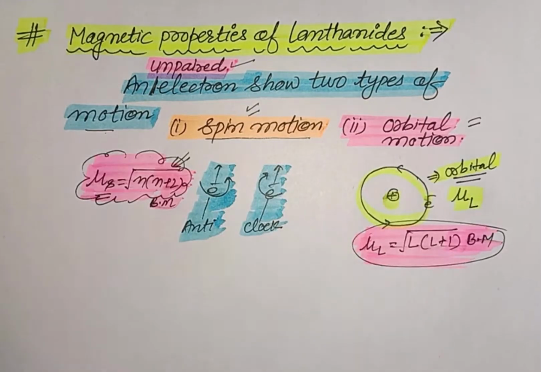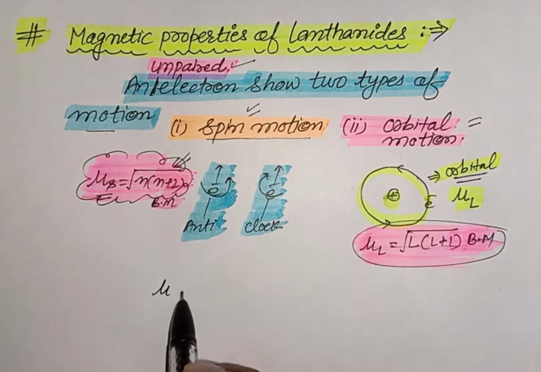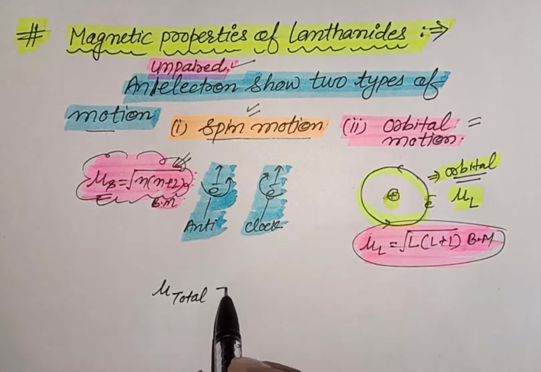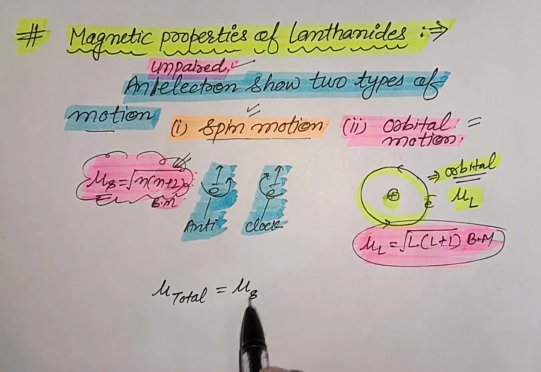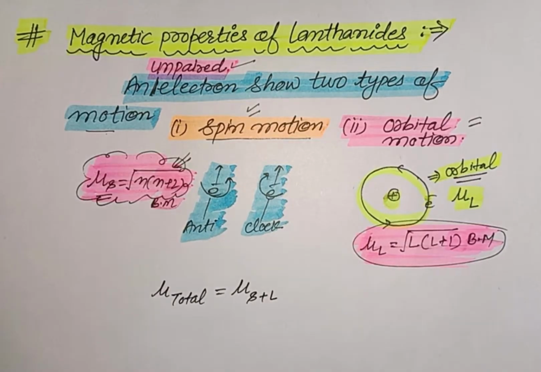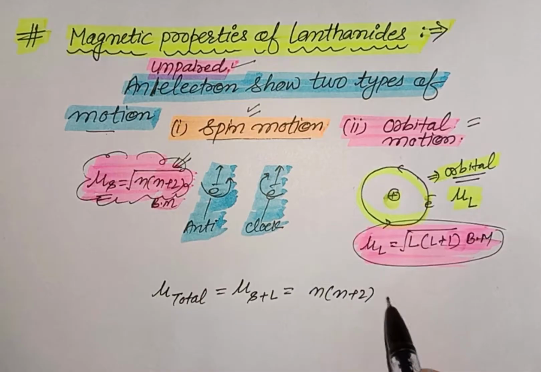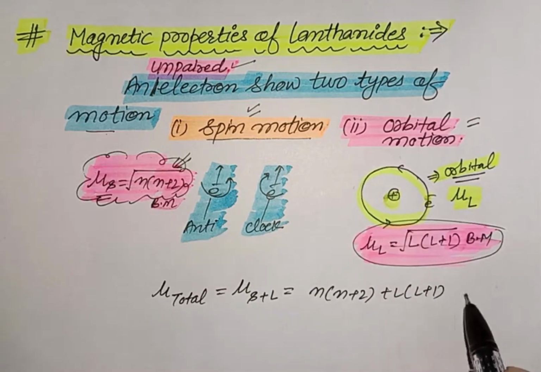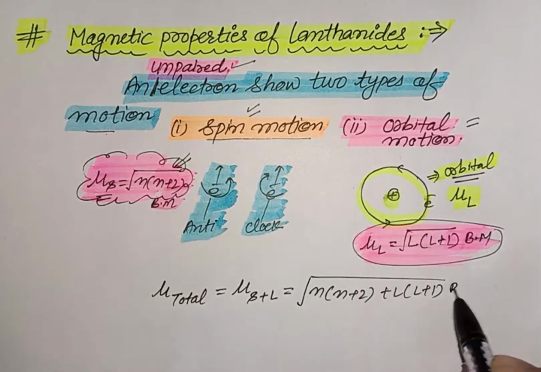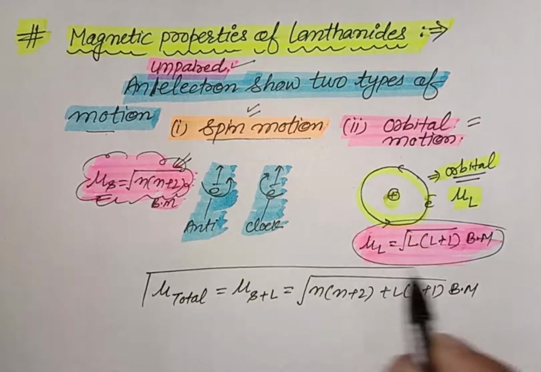So the overall magnetic moment of unpaired electrons in a metal complex is called the total magnetic moment, or we can say it is the sum of the spin as well as the orbital magnetic moment. It is equal to the square root of n into n plus 2 plus L into L plus 1, in Bohr magneton.